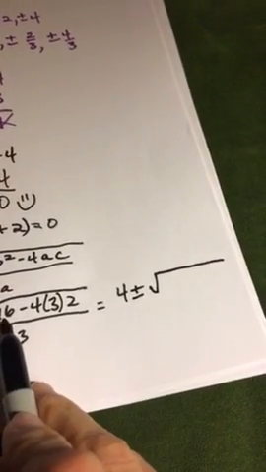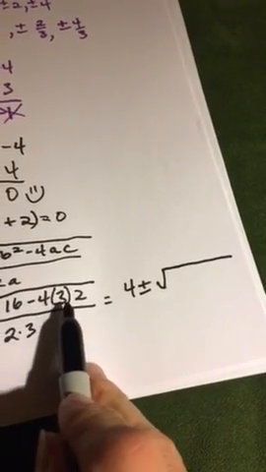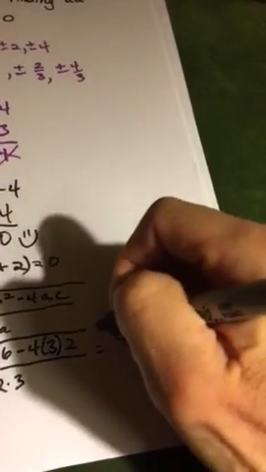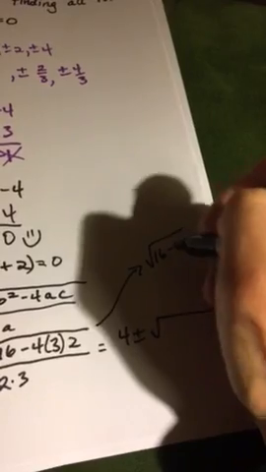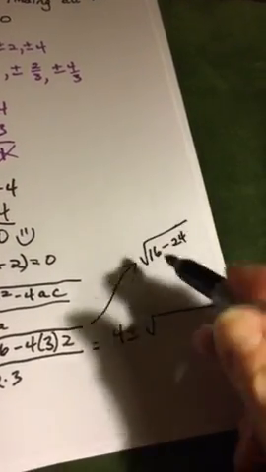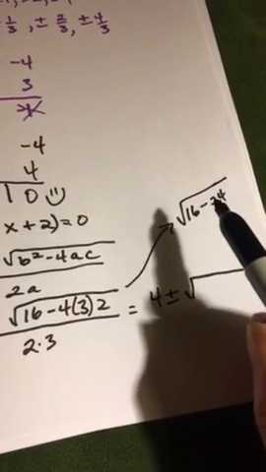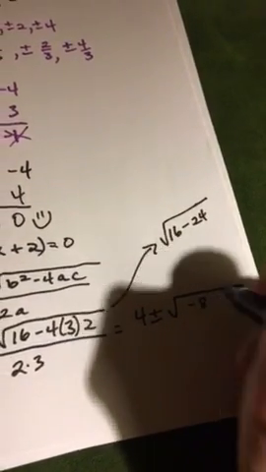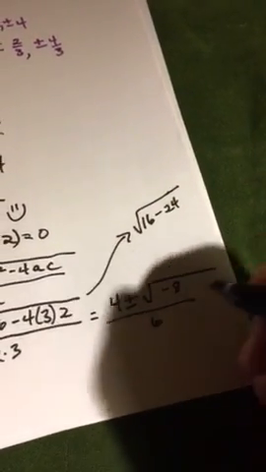Okay? So we have 16 minus 4 times 3 times 2, which is minus 24. Just because I'm running out of room, I'm just going to show you up here. You have the square root of 16 minus 24. That's what it is under the root sign here. So 16 minus 24, you're going to get a negative 8, all over 2 times 3, so the denominator is going to be 6.